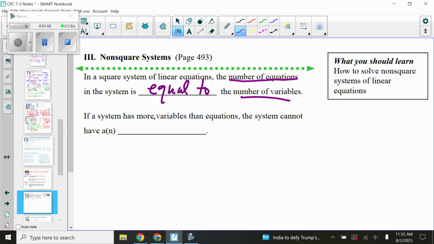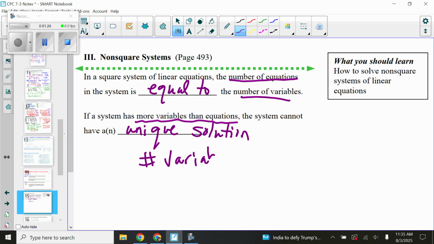If a system, though, has more variables, the system cannot have a unique solution. So we're not going to be able to find a single ordered pair or ordered triple. We just cannot find that. We don't have enough equations or relationships to be able to solve for that. It won't have a unique solution. So non-square just means that the number of variables is not equal to the number of equations. So think about systems that maybe have 3 unknowns and only 2 equations. That would be a non-square system.